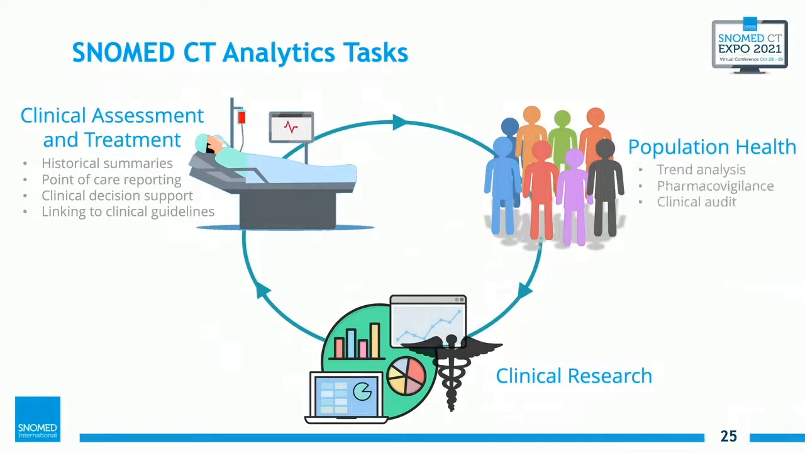For population health, SNOMED CT is used to perform trend analysis, which could be used to detect the incidence or prevalence of a disease or treatment, to predict demand, or to effectively allocate healthcare resources. It's used for pharmacovigilance to monitor adverse effects of medication products, and clinical audit to improve patient care by reviewing the care that's delivered against defined standards. And for clinical research, SNOMED CT is used to help identify clinical trial candidates, to predict the probability of disease, and for other research tasks, such as semantic searching over medical literature that's been tagged with SNOMED CT codes.